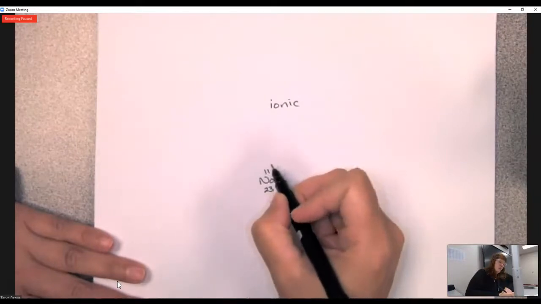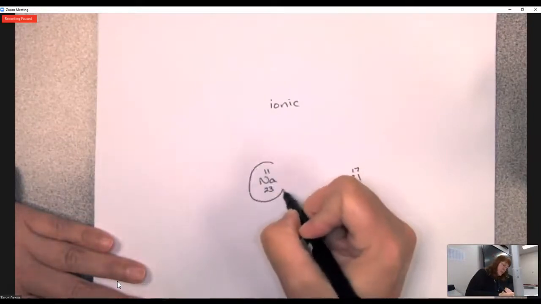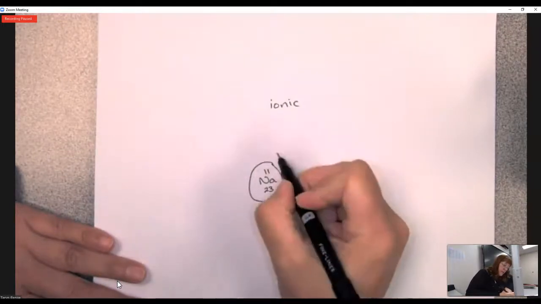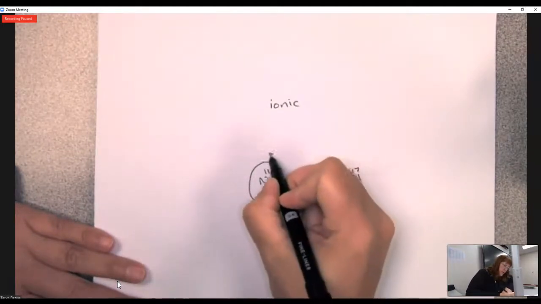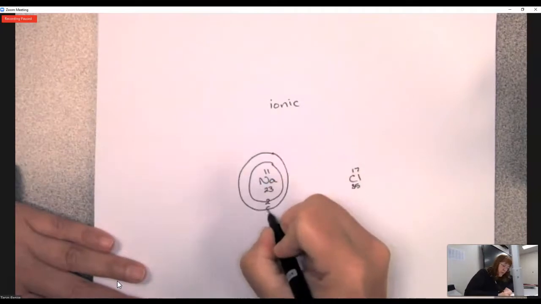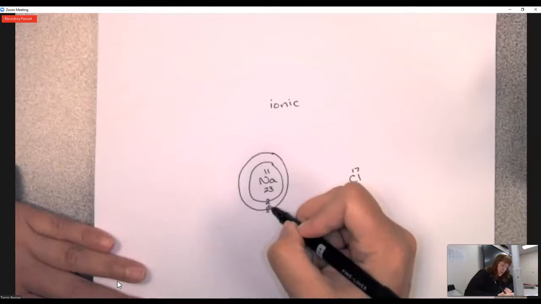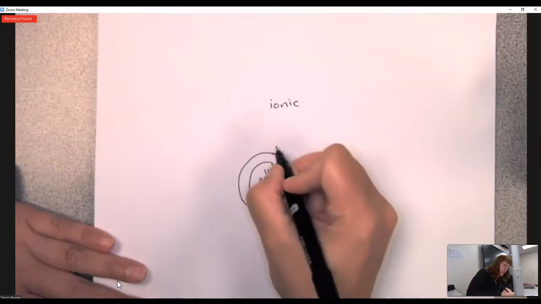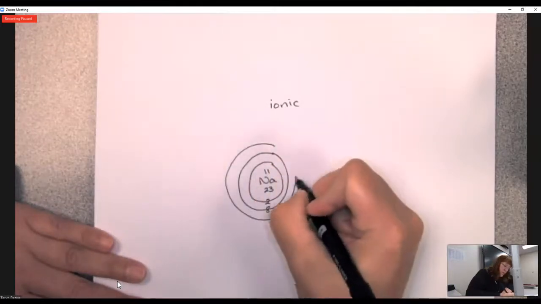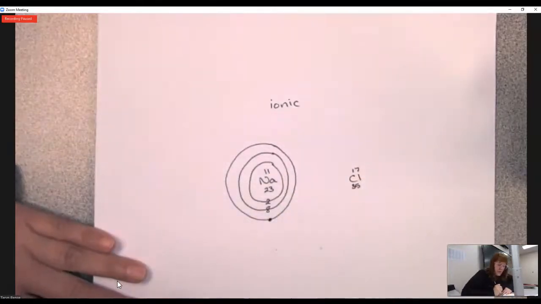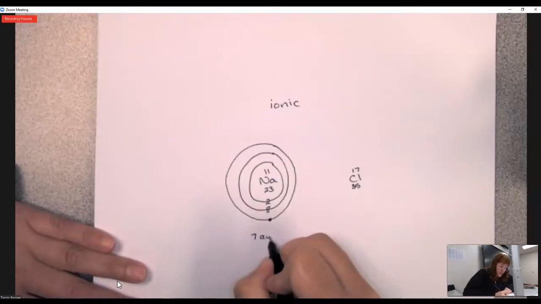So let's start with 11 protons, which means that it's also going to have 11 electrons to balance it out. So we start with 2, and then we have 8, so we have a full shell, so 8 plus 2 equals 10, so we still need one more, so we have one more shell with just a single electron. So that's 7 away from happy.